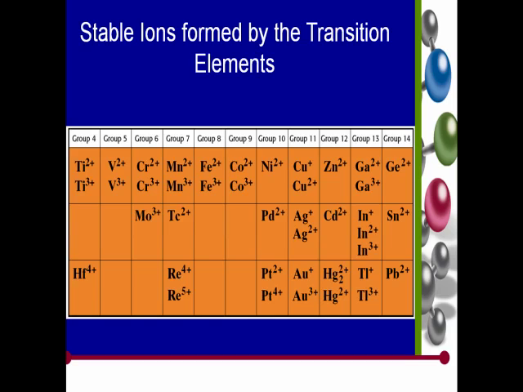So this is the figure from your book on page 163. And as you can see, remember that the transition elements are found in the d block. They're groups 3 through 12. And the majority of them form multiple ions. You will not need to memorize the ion charges for the transition elements. Instead, there would be a Roman numeral followed by the name to let you know what the charge would be.